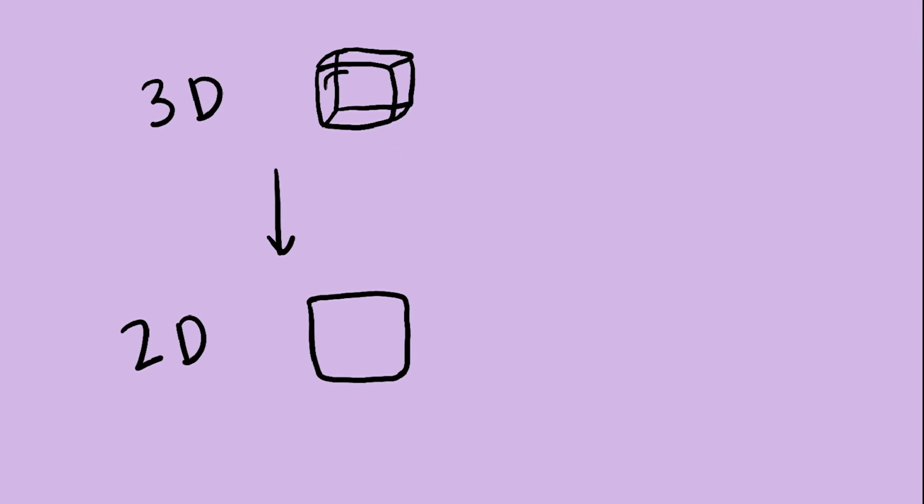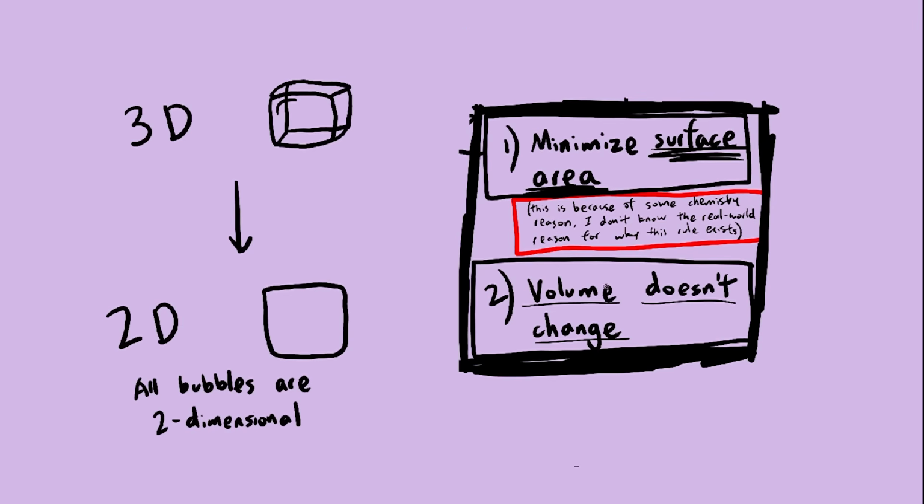We need to try something else, and as always, a good idea is to simplify the problem. Maybe reducing the problem to 2 dimensions might do something? Let's try that. We of course need to modify our 2 rules, because neither volume nor surface area makes sense in 2D.